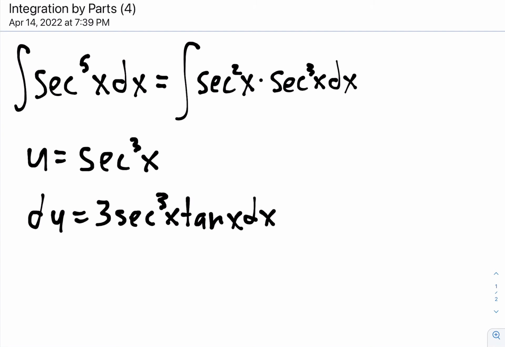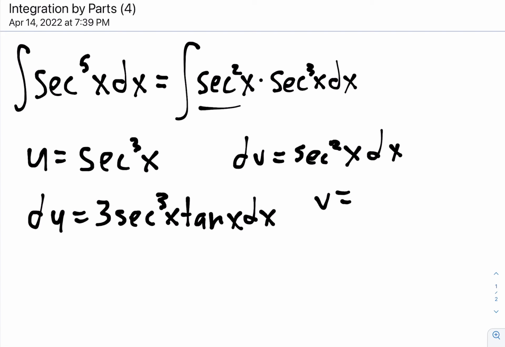Okay, and then dv and v are a little bit easier. dv is just this other part here, secant squared, my bad, and then we have our dx here. Our v is going to be tan x, right? That's something that we can use our table for.